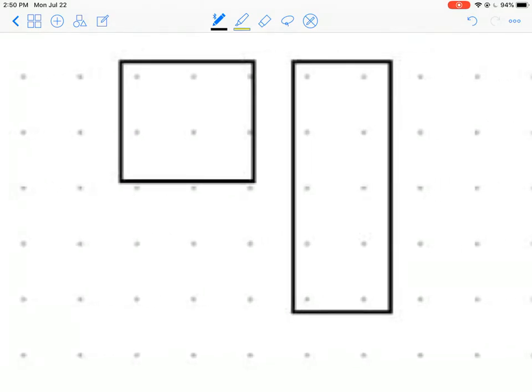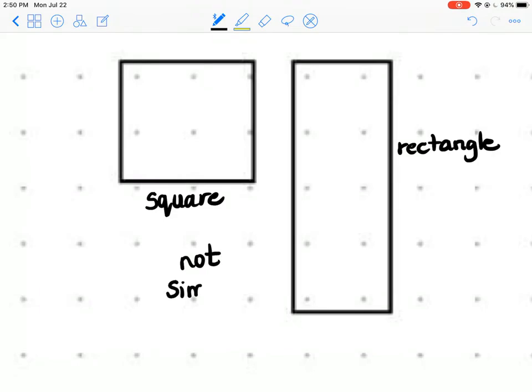Okay, this one, I have a square, or it's supposed to be a square, and a rectangle. So there is no way that that baby shape belongs to that mama shape. They're two different families of shapes. They're both quadrilaterals, but their attributes as shapes are different. So we would say no, these are not similar. They're not mama and baby.